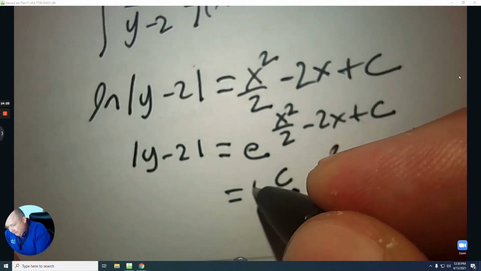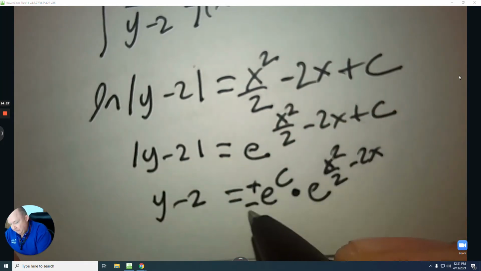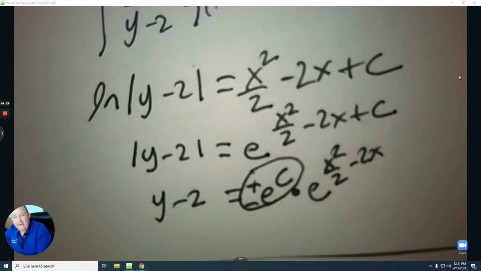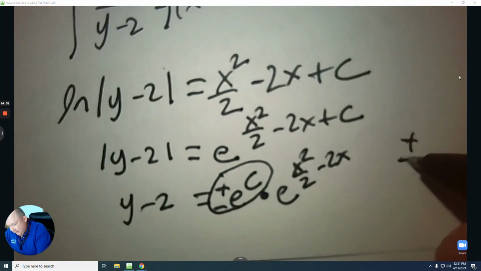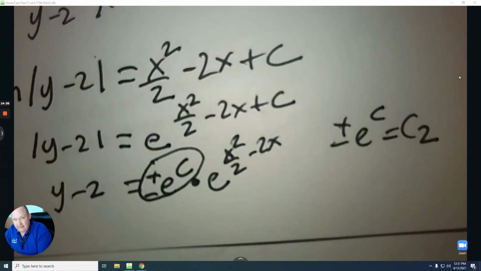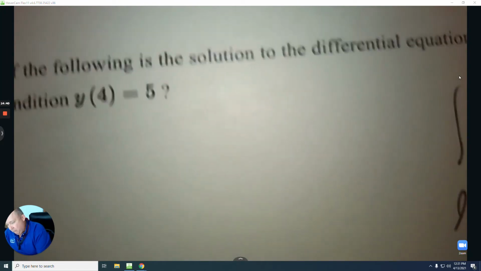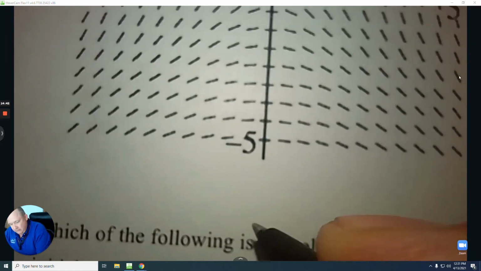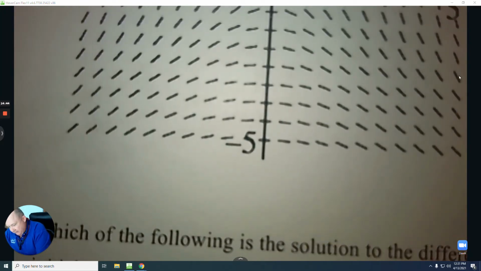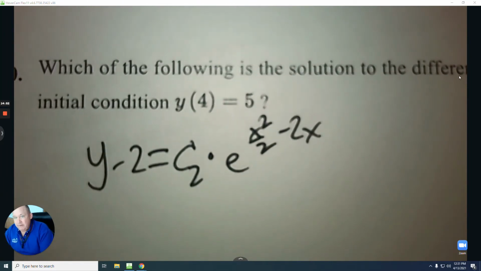But this way, I can remove the absolute value bars, because it'd be plus or minus that constant, and then I can do a substitution. So I can say plus or minus e to the c, and I can rename that constant as c2. So we have y minus 2 is equal to a constant times e to the exponent x squared divided by 2 minus 2x. There it is. So now I've written it in a lot simpler way.